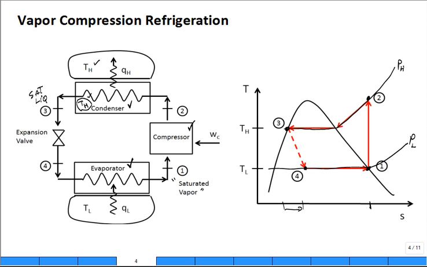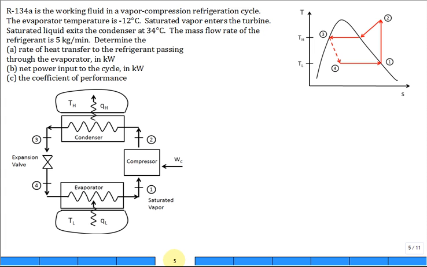So when you attack a problem like this, you want to get your illustration, your diagram, and get a table of properties, and then answer the questions as they're posed to you. Let's solve this problem. Refrigerant 134a is a working fluid in a vapor compression refrigeration cycle. The evaporator temperature is negative 12. The temperature difference between the fluid in the evaporator and the external environment, we're going to neglect. It's just negative 12 degrees C. Saturated vapor enters the compressor. Saturated liquid exits the condenser, saturated liquid at state 3, and it comes out at 34 degrees C.